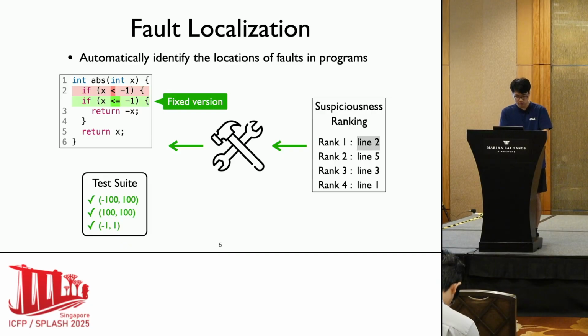As shown in this example, if the fault localizer successfully finds the exact fault location at line 2, the developer can review it first and fix the bug quickly. And so the question is, how can we effectively find the correct fault location?